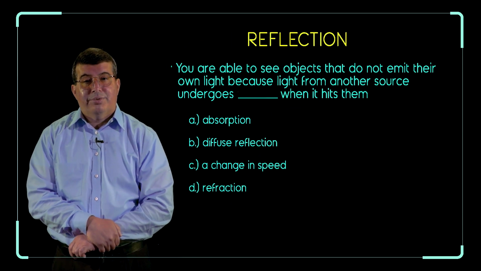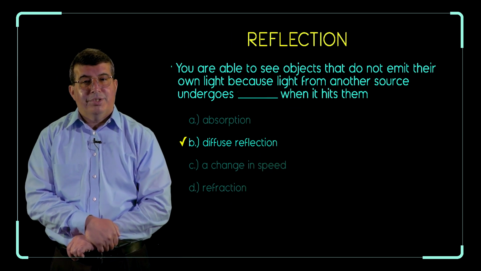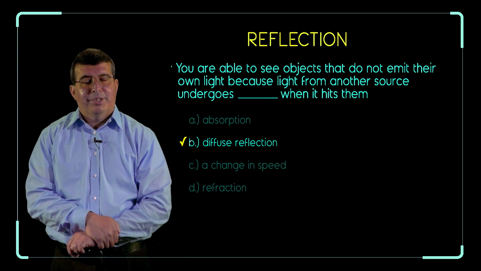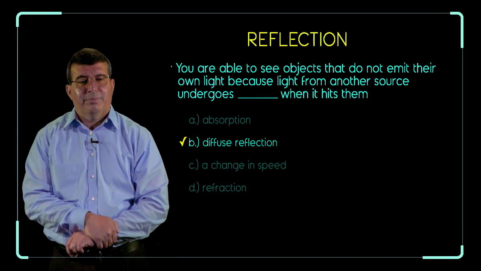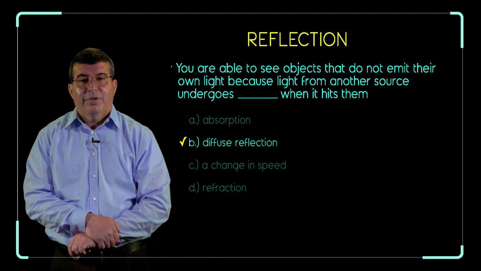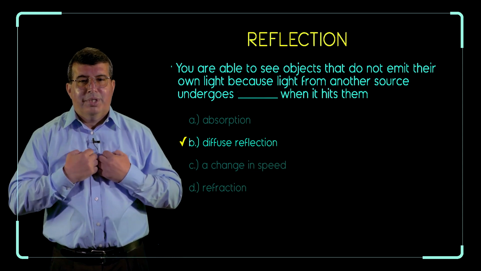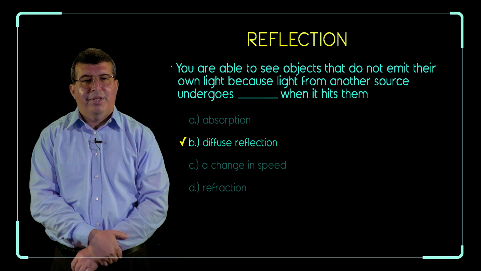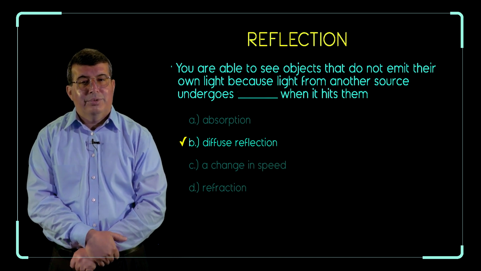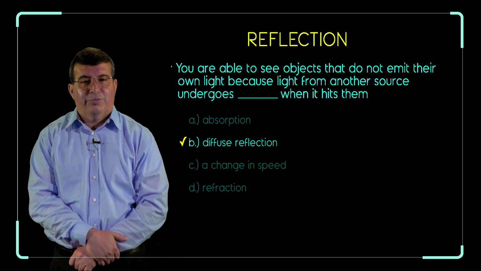The correct answer is B, diffuse reflection. You are able to see objects that do not emit their own light because light from another source undergoes diffuse reflection when it hits them. Or in other words, the light from the source hits the object and that light goes out in all directions, and you can see that object no matter what angle you look at it from. So the correct answer is B, diffuse reflection.